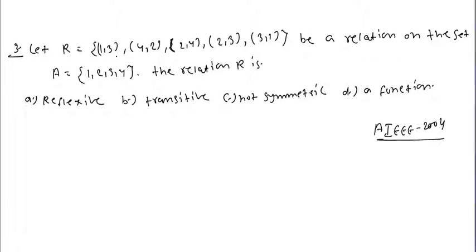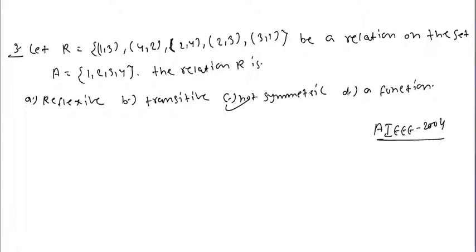Now for transitive, it is (1,3). Then just check whether there is any ordered pair which starts from 3. There is (3,1). Then (1,1) must belong to the relation, but (1,1) is not here. So it is not a transitive relation. Now the question is saying not symmetric. Just check (1,3): there is (3,1). (4,2): there is (2,4). (2,3): is there the ordered pair (3,2)? There is no (3,2) ordered pair. So it is not a symmetric relation.